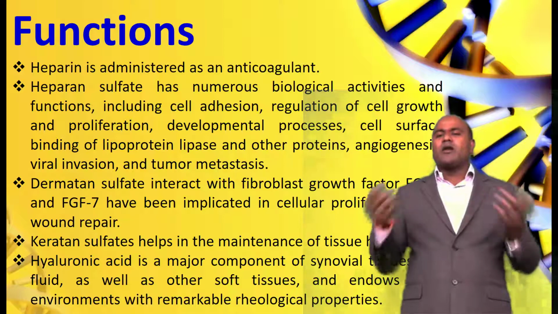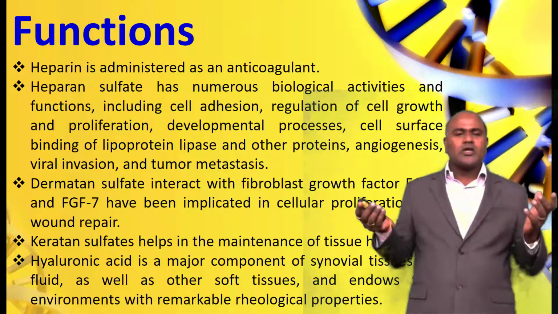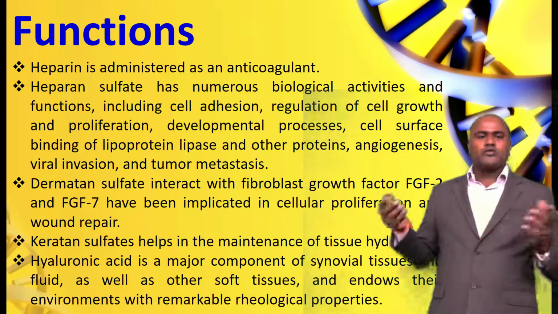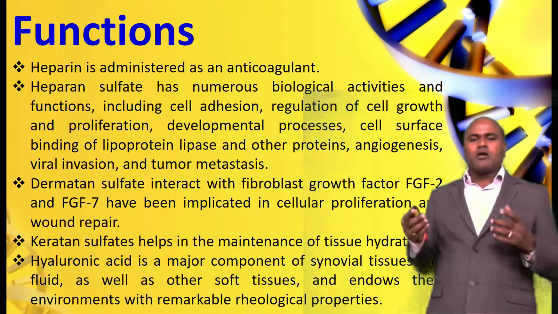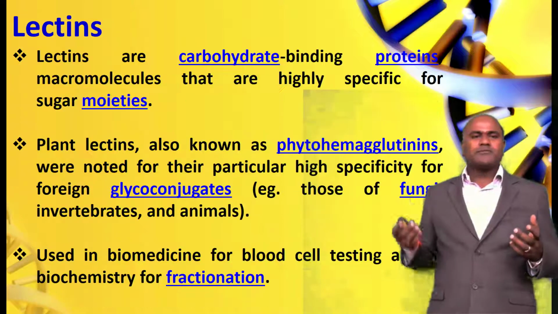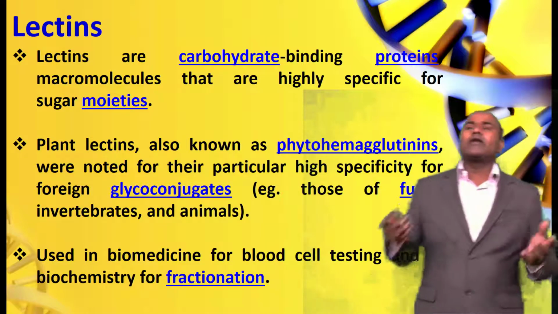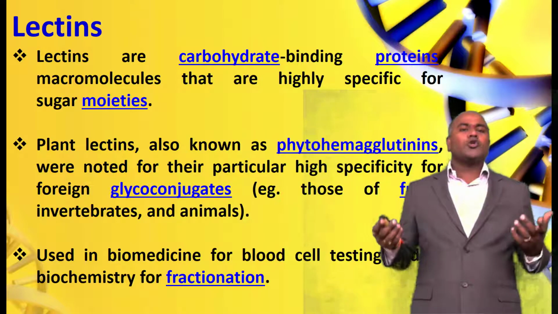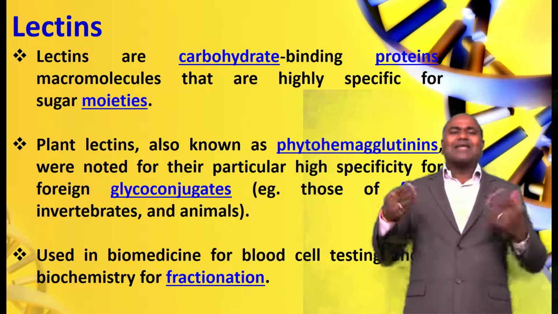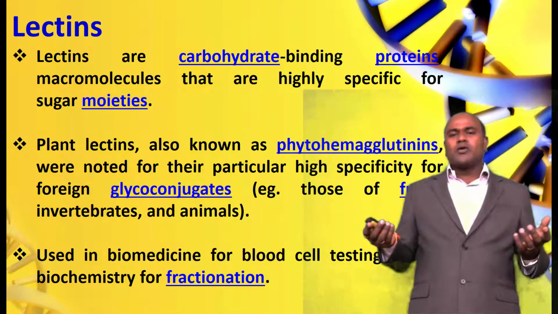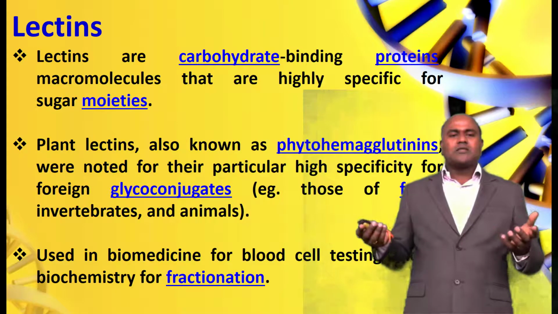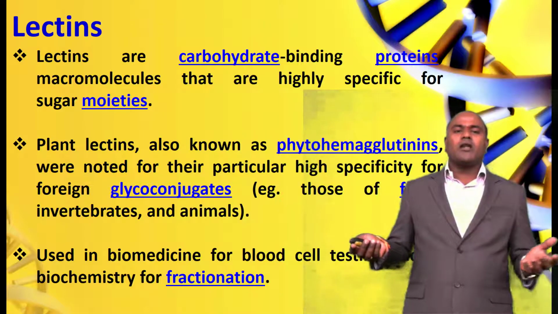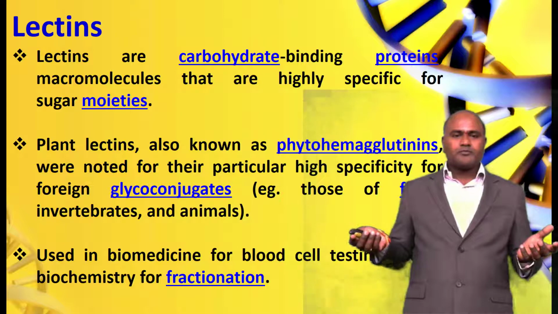Hyaluronic acid is a major component of synovial tissues and fluid as well as other soft tissues, and endows their environments with remarkable rheological properties. Lectins are carbohydrate binding proteins, macromolecules that are highly specific for sugar moieties. Plant lectins are also known as phytohemagglutinins, noticed for their particular high specificity for foreign glycoconjugates.